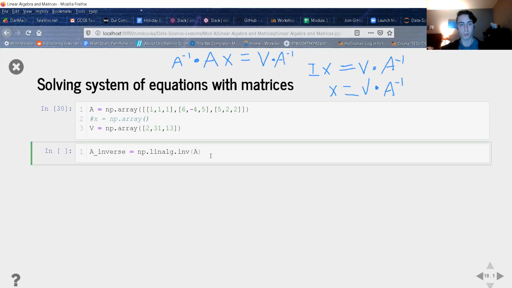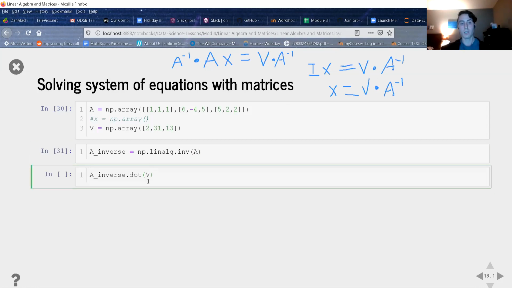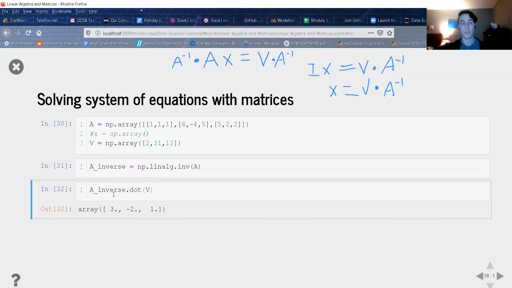So now let's do it in Python. So all we need to do is find the inverse of A here. And then we do the dot product of that with V. And we get, this is the final result. So this would be X, Y, and Z. And I just want to test something here.